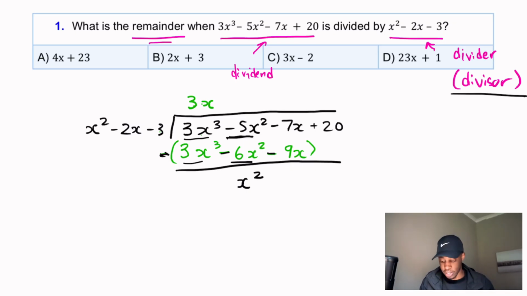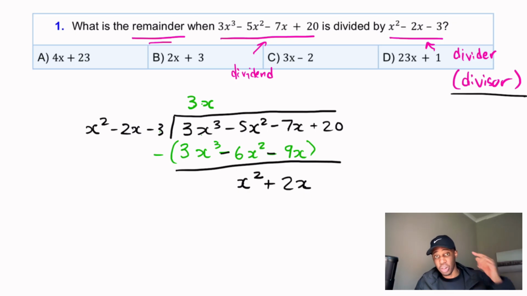So negative 7x plus 9x, that's going to give you plus 2x. Just like that, right? So it's important to always remember that whole philosophy of the negatives and making sure you keep that consistency, which is very important. So now we've subtracted all of that, and this is what we're left with: x squared plus 2x, right?